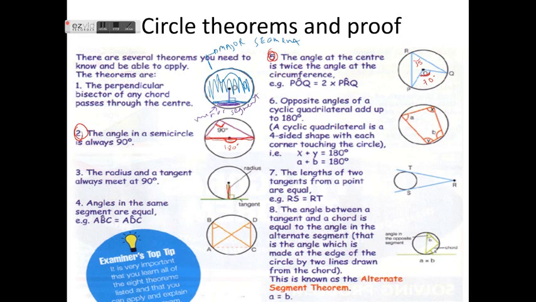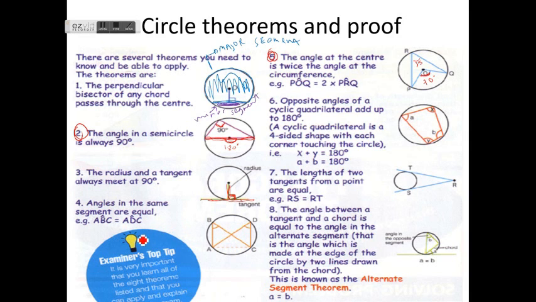Next one, number 3 says the radius, and that's the radius, and the tangent, which is a line that touches the circle at the circumference, always meet at a 90-degree angle. That's another handy one, very useful.